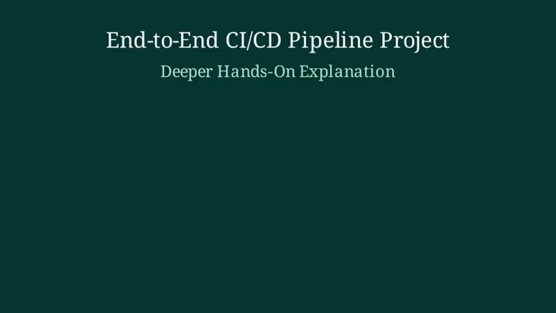In this video, we will build an end-to-end CI/CD pipeline project, and I will give you a deeper hands-on explanation with tools and configuration at each stage. Think of the pipeline like an assembly line. First, we start with source control, then continuous integration, then code quality checks, then packaging, then deployment, and finally monitoring. Let's draw the pipeline to visualize the entire flow.